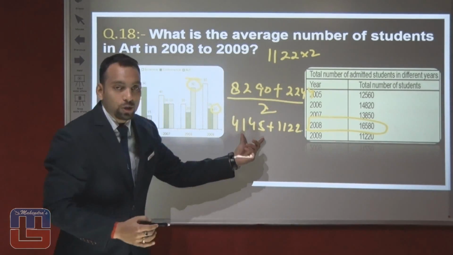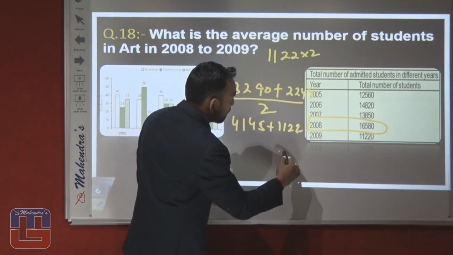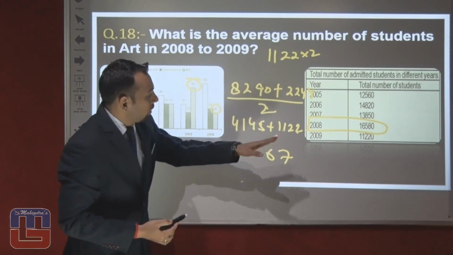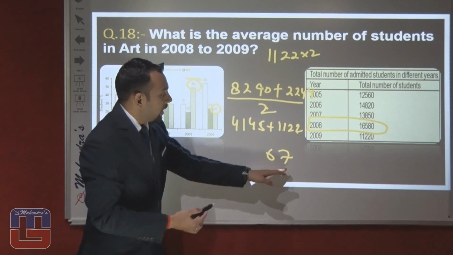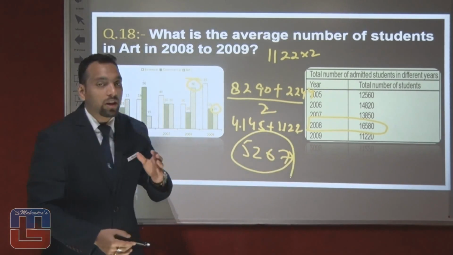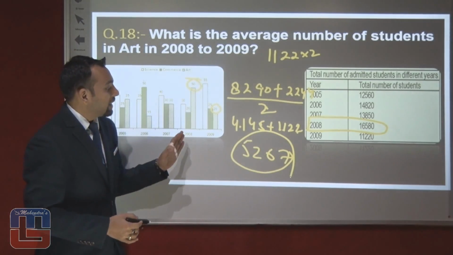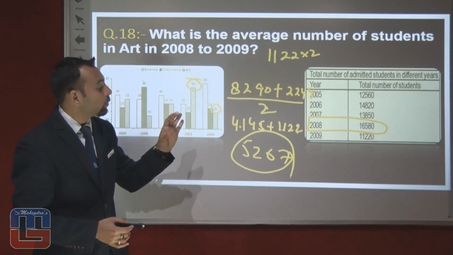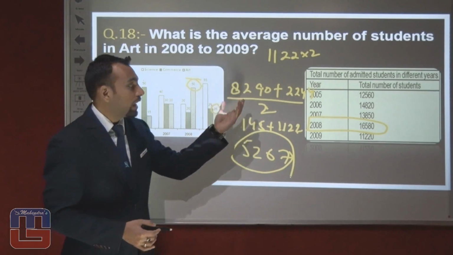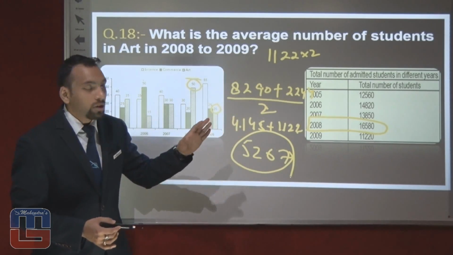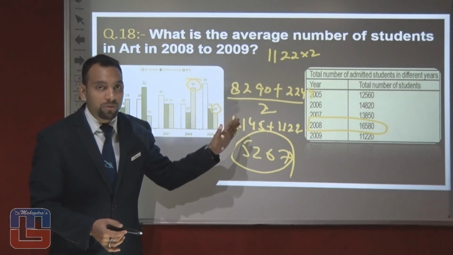1122. So if you will add this one, you will get 5, 2, 7, 4 plus 2, 6, 5 plus 2, 7, and then 1 plus 1, 2, and then 4 plus 1, 5. So this one will be the answer. Basically what you have to do, question is saying you have to find the number of students in art section in 2008, 2009, you will calculate and you have to find the average, which means divide by 2. So this is the approach of this type of questions.